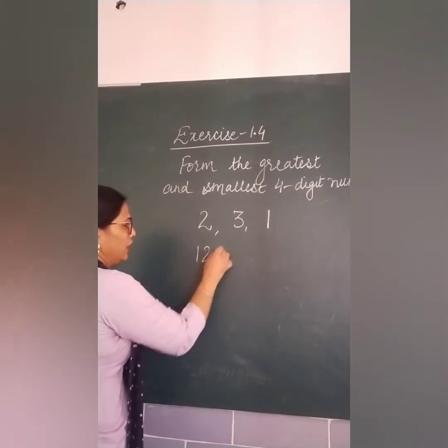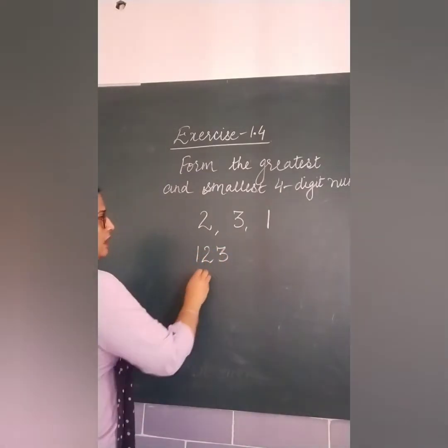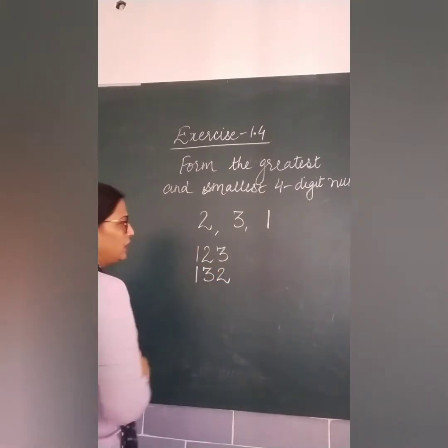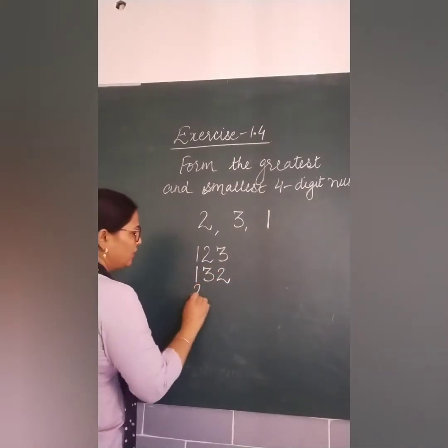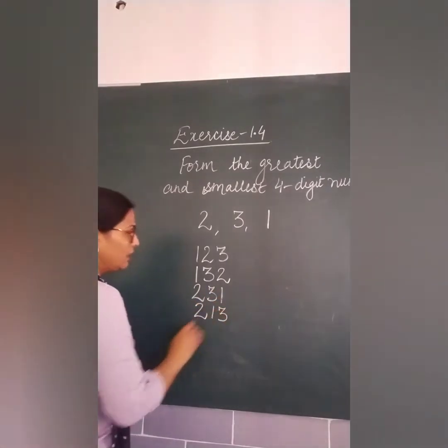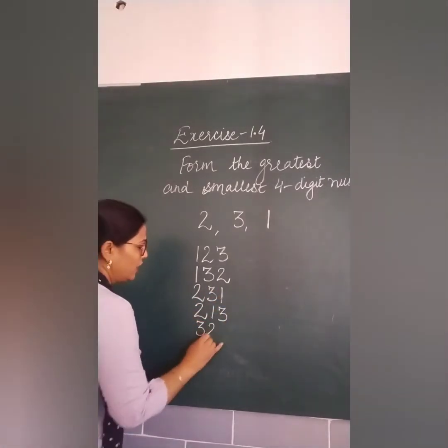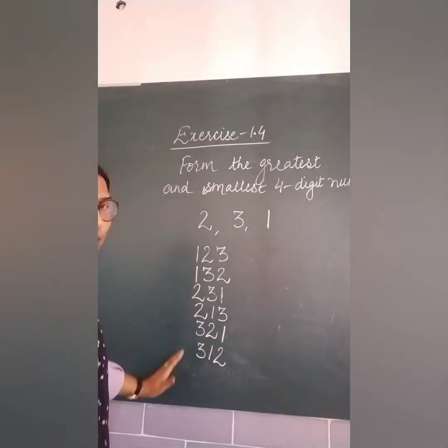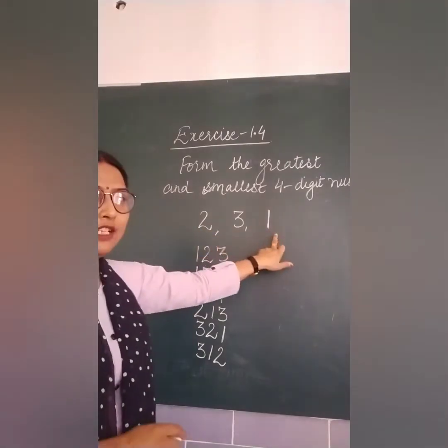Firstly, 123. Yes, then 132. Yes, then 231. 213, then 321 and 312. These numbers can be made with the help of the digits.